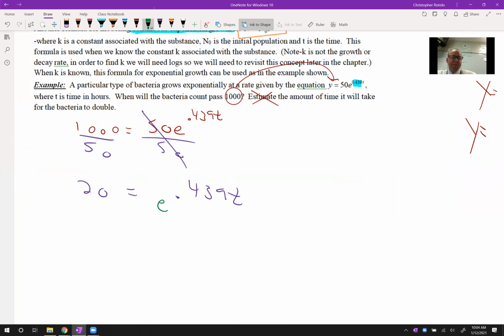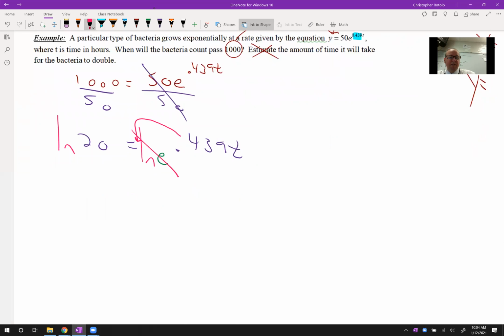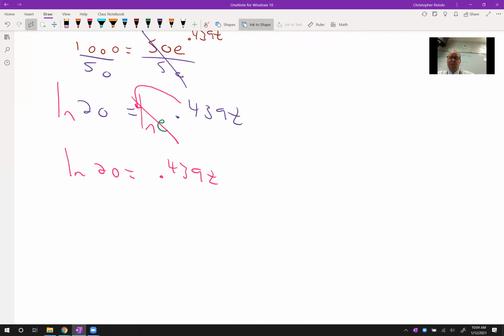Now I'm going to introduce one more thing because my variable is in the exponent. You see it up here? So I'm going to introduce the natural log to both sides because the natural log of e is 1, and this exponent is going to come down but stay on this side of the equal sign. So here's what I have: the natural log of 20 equals 0.439 t. If you remember that from Algebra 2, we're going to start using it. If you don't remember that from Algebra 2, we're going to start using it.